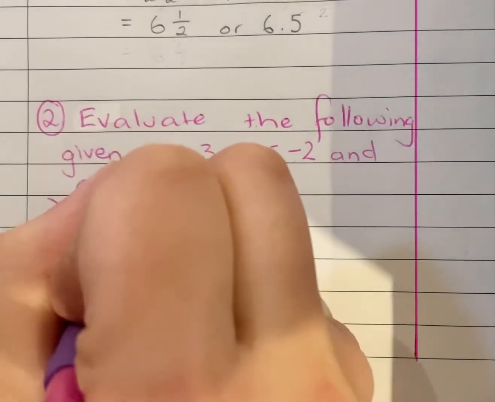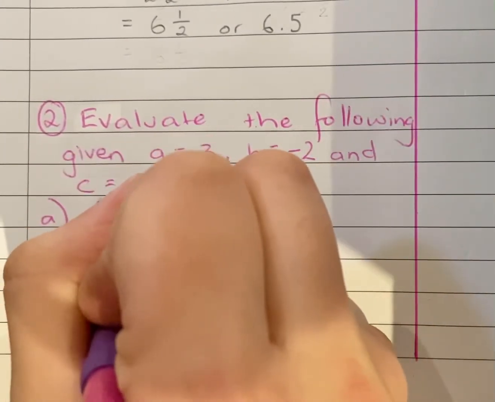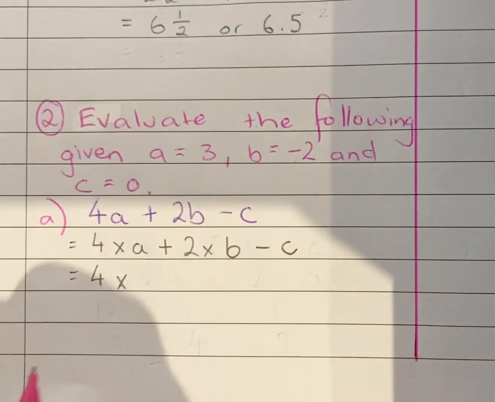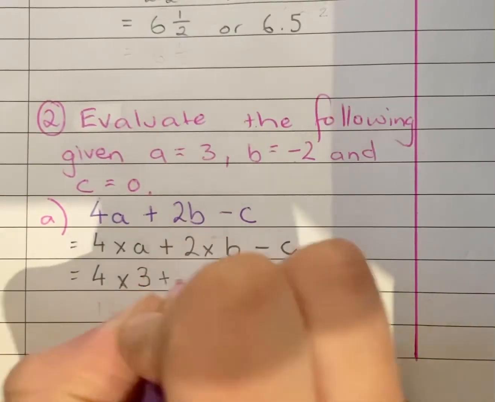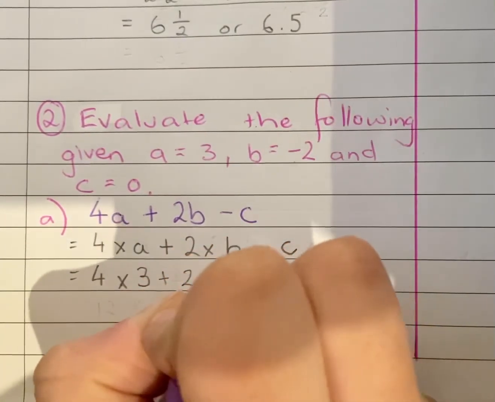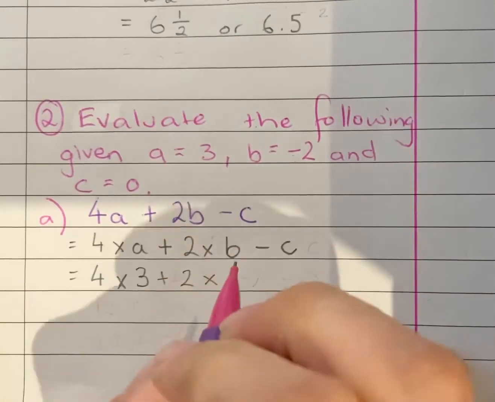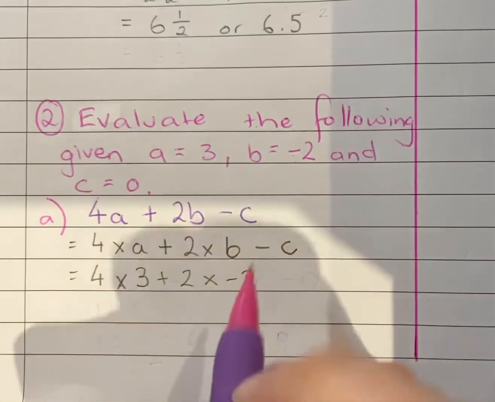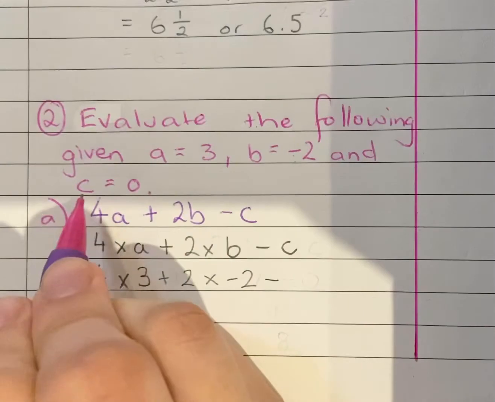All right, now I'm going to do my substitution. So 4 times a, in this situation, a, I go back up here, is equal to 3. So I replace my a with a 3. Copy everything else down as is. Got to replace my b. What is b equal to? -2. So I replace that with a -2. Again, just copying everything else out. And then c is equal to 0.